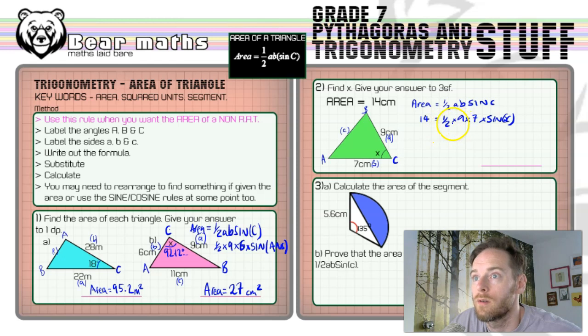Now let's get rid of all of that. That's all over 2, you could write that as all over 2. So get rid of the all over 2 by multiplying both sides by 2. So that's going to give us 28 equals 9 times 7 times by sine of x. So 9 times 7 is 63 sine x. I'm just doing that without the calculator at the moment because there's no reason not to. Then we're going to divide by 63, so that's going to be 28 over 63 is equal to sine of x. And then to get rid of the sine in front of the x, and that's going to give us the angle, we inverse it.